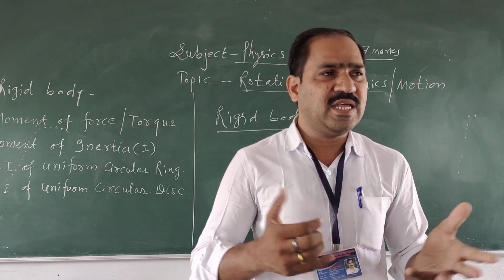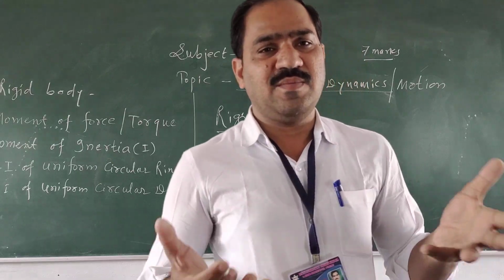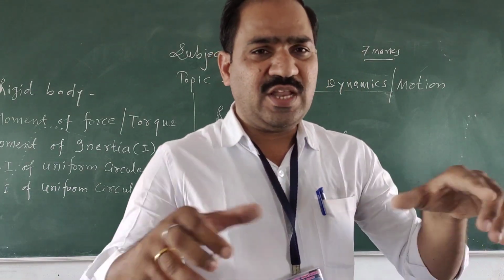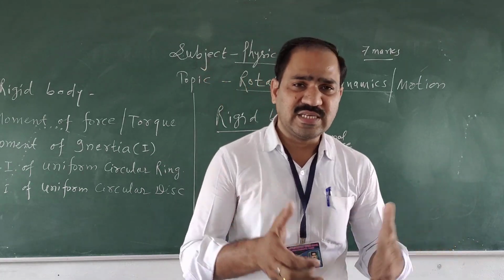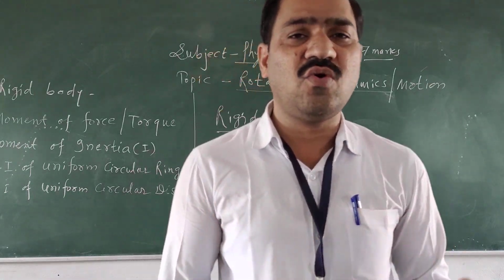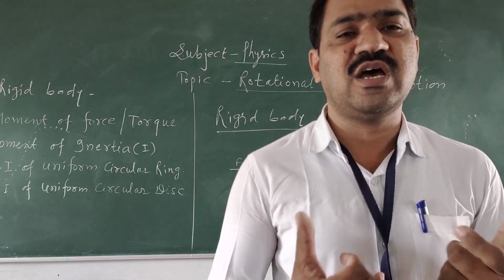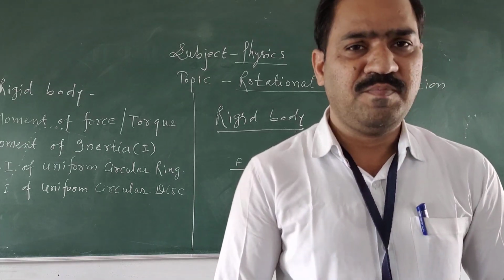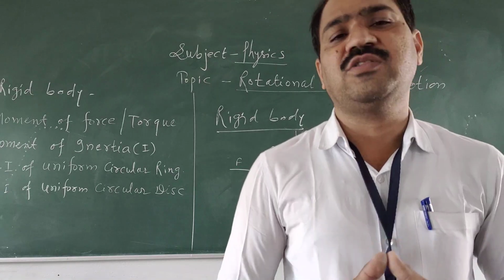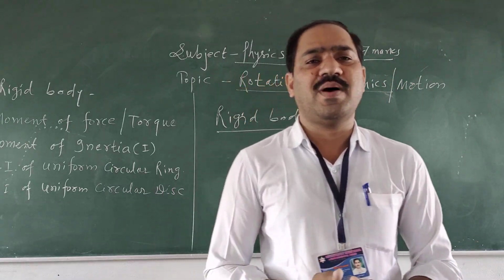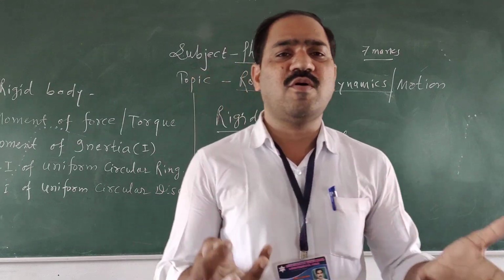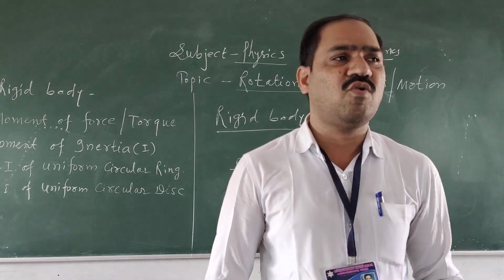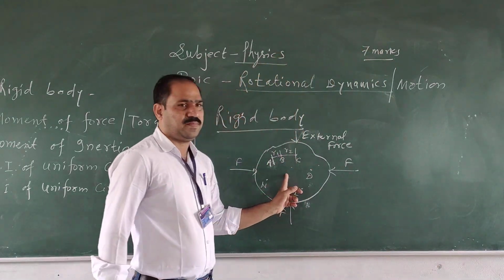So the definition of a rigid body is that it is a body within which the particles lie, but after the application of an external force there is no change in the distance between two particles. Means when force is applied on the body, the distance between the two particles remains unchanged even after the application of a huge amount of force. Then such a body is called a rigid body.